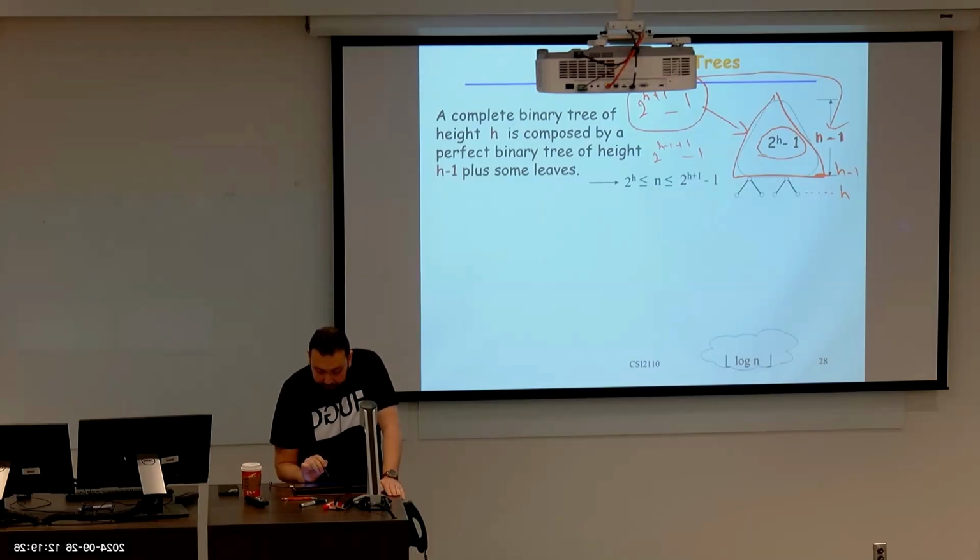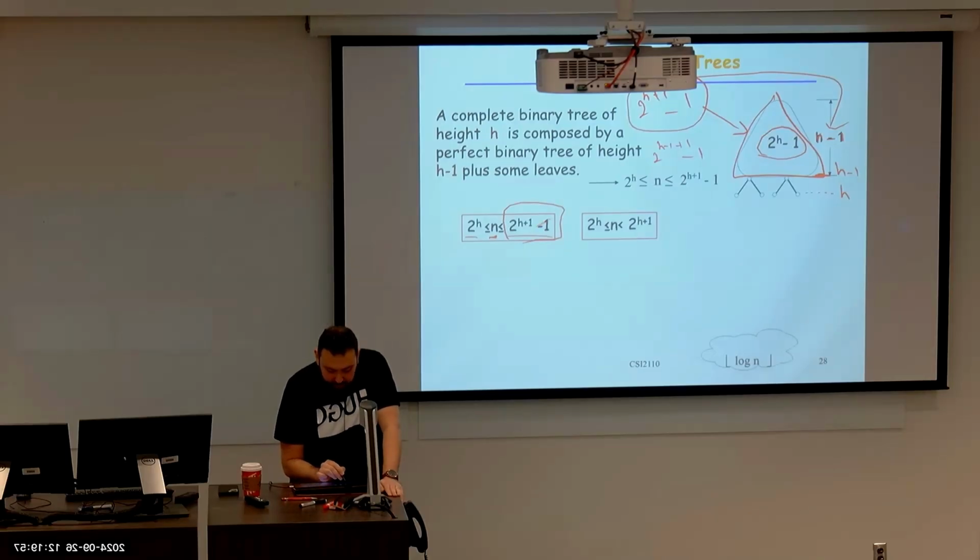Then we know that to the power of h, n is going to be between this and this, because this is a perfect binary tree. Correct? It has to be less than this, but also we know that it's greater than 2 to the power of h, because it's a complete binary tree. And then we're just going to continue with the math here.